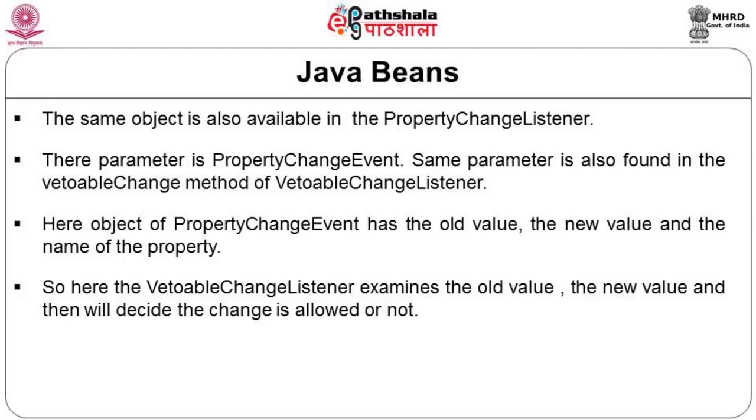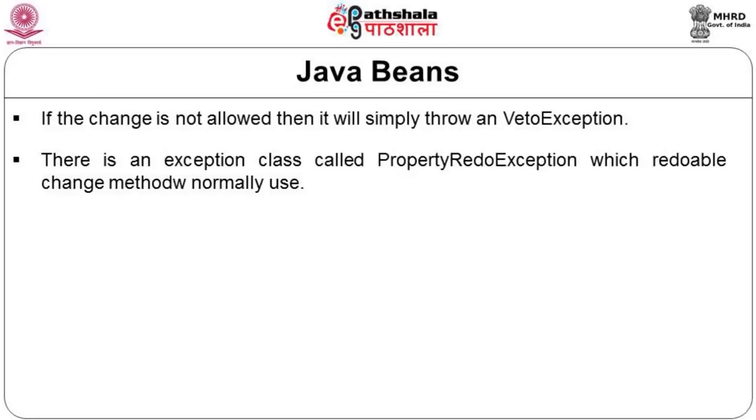If the vetoable change listener feels the change is not to be allowed, it simply throws a property veto exception. There is an exception class called property veto exception, which the vetoable change listener's vetoable change method normally throws. That is the way a vetoable change listener works. Otherwise the method does not do anything else, it just returns. So, that is how we have these 4 kinds of properties: simple property, indexed property, bound property, and constraint property.